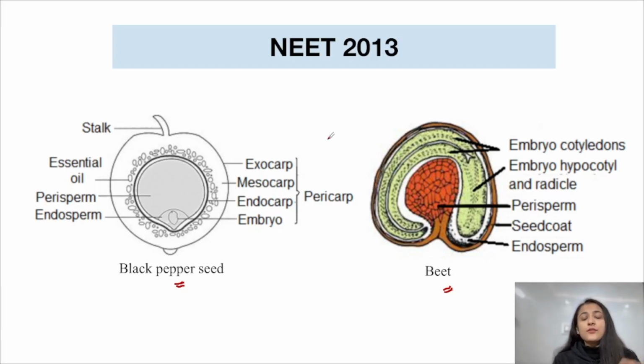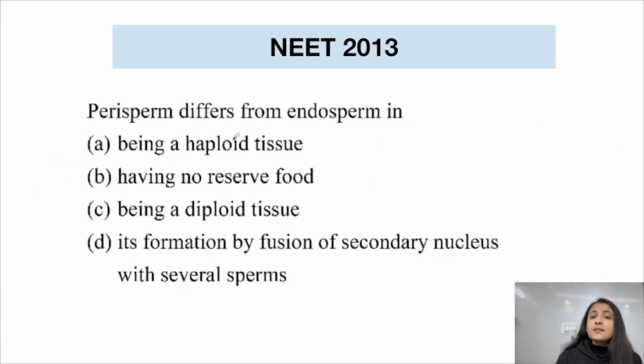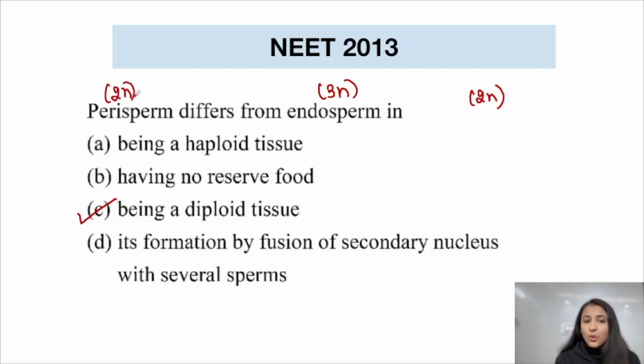So this is how it is different from the endosperm tissue. Since it is derived from the nucellar tissue, it is diploid in nature, because the parent tissue is diploid. And the endosperm, we all know, is formed as a result of triple fusion, and the triploid primary endosperm nucleus divides to form the endosperm tissue. That is why it is triploid in nature. So the correct answer would be perisperm differs from endosperm in being a diploid tissue. Endosperm is triploid, whereas perisperm is diploid.